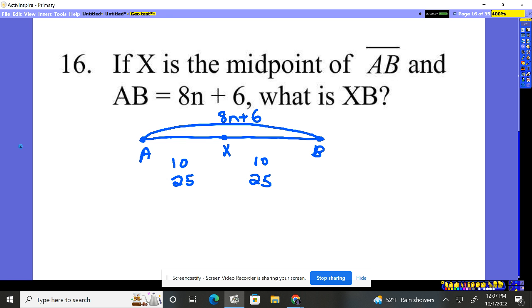So what I have to do is I have to cut that 8n plus 6 in half. Cut it in half? Well, half of 8n is 4n, and then divide 6 by 2. That's a 3. Terrible 3. 4n plus 3 would be my answer for the length of this x to b, that expression, 4n plus 3.